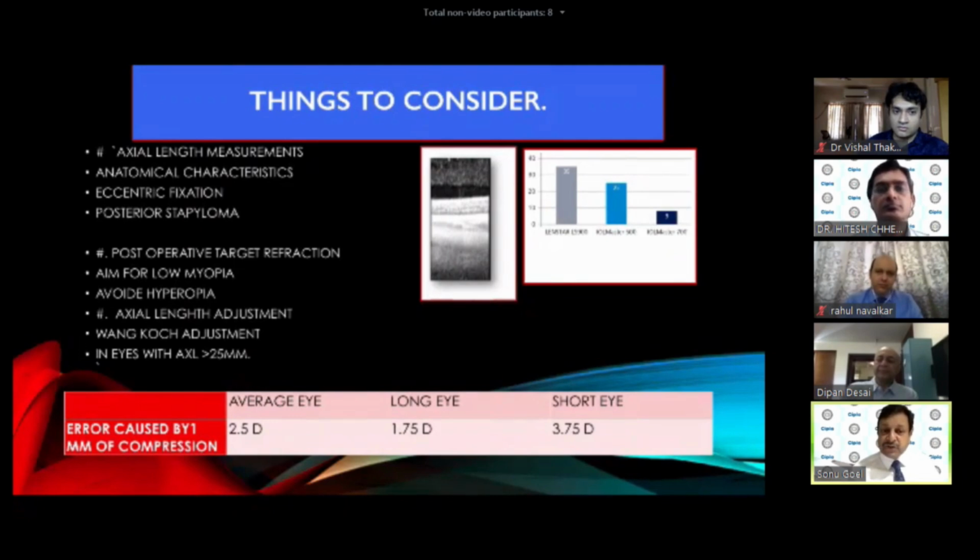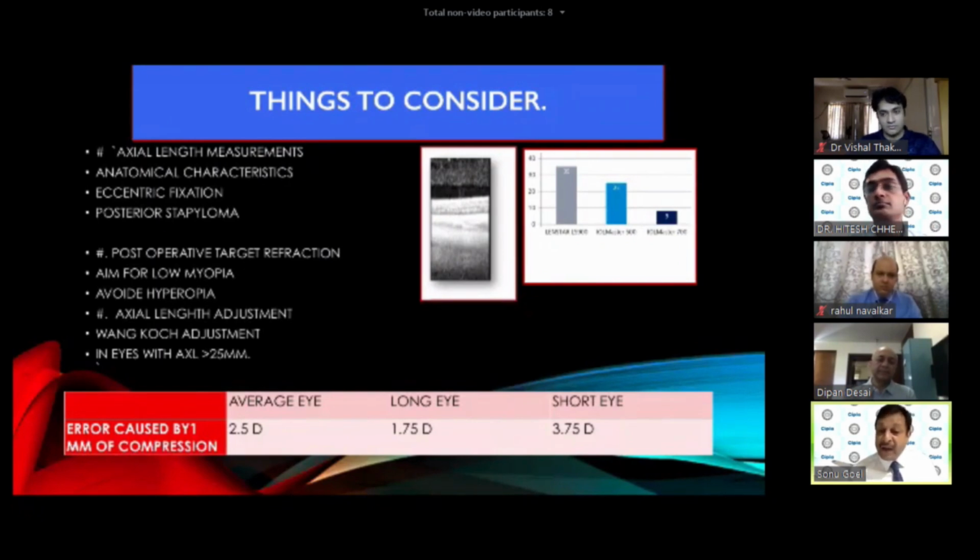Post-operative target refraction should always be set towards low myopia, always avoid hyperopia. For the axial length adjustments, the Wang-Koch adjustment is applied in eyes with axial length more than 25 millimeters. Just look at the lower table. The error caused by 1 millimeter of compression in an average eye can lead to a 2.5 diopter error in the IOL power calculation.